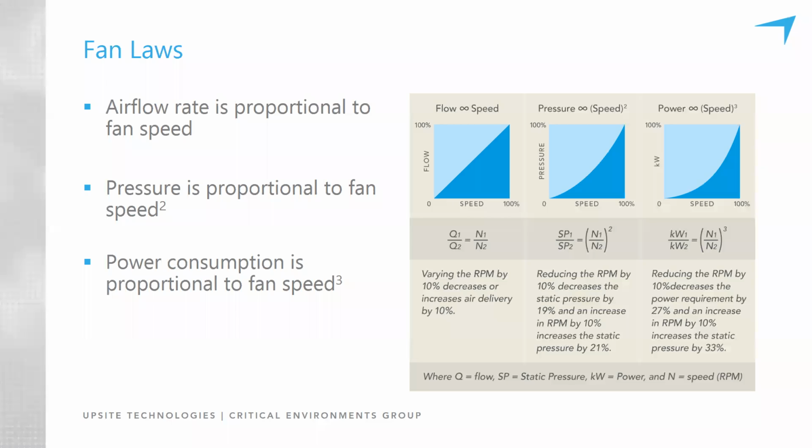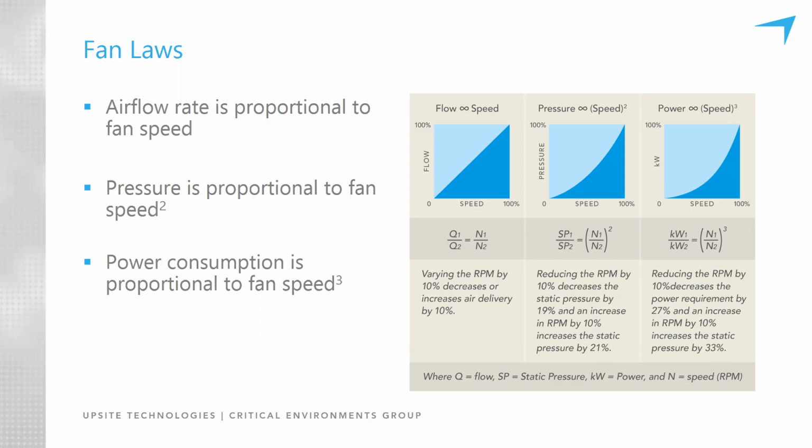If there's a 10% reduction in the RPM, the fan speed, there's a 10% reduction in the flow rate of conditioned air. Pressure is proportional to the fan speed squared. So if there's a 10% reduction in fan speed, there's a 19% reduction in the static pressure. And power consumption, here's the real benefit here. Power consumption is proportional to the fan speed cubed. So if you reduce the fan speed by 10%, there's a 27% reduction in energy consumption.